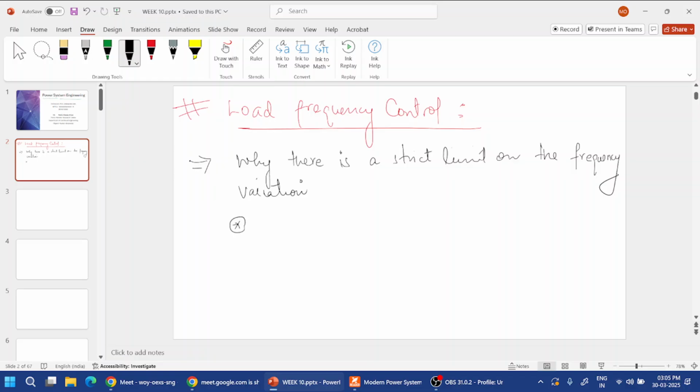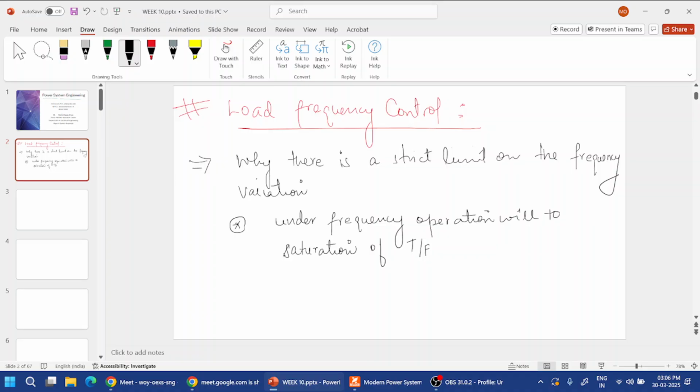The first point is that under frequency operation will lead to the saturation of transformers which are operating in the power system.